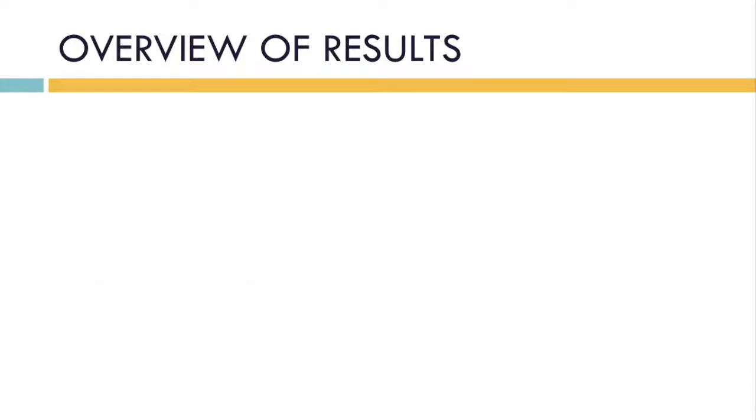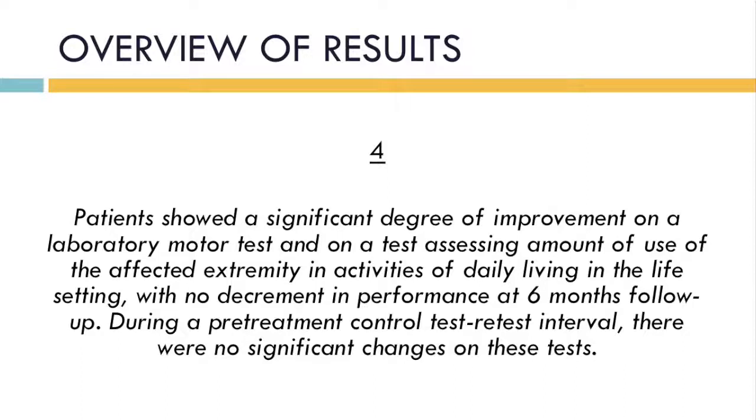Lastly, for the fourth study, patients showed a significant degree of improvement on a laboratory motor test and on a test assessing amount of use of the affected extremity in activities of daily living in a real-life setting, with no decrement in performance at 6 months follow-up. During a pre-treatment controlled test-retest interval, there were no significant changes on these tests.